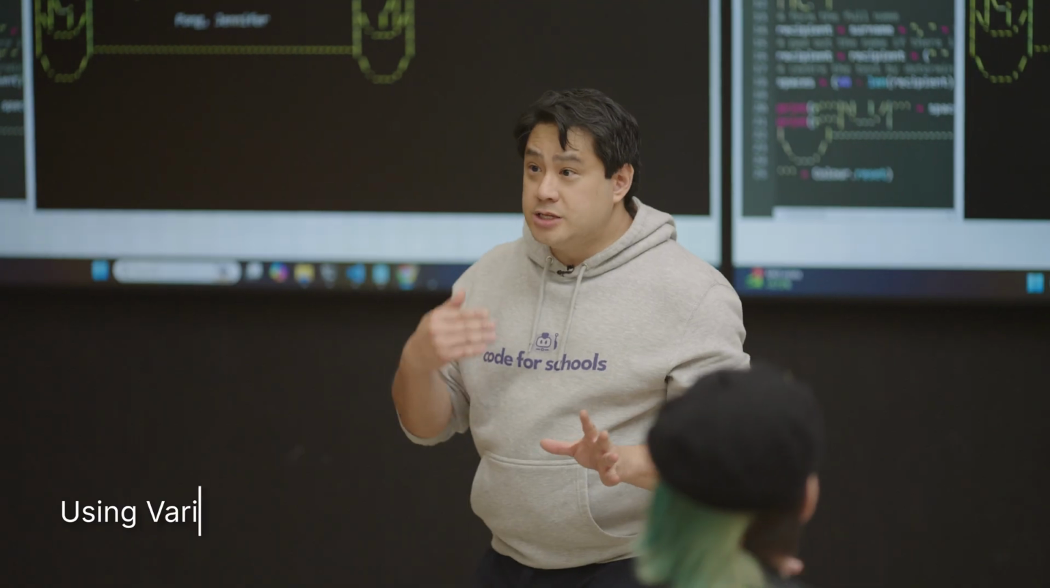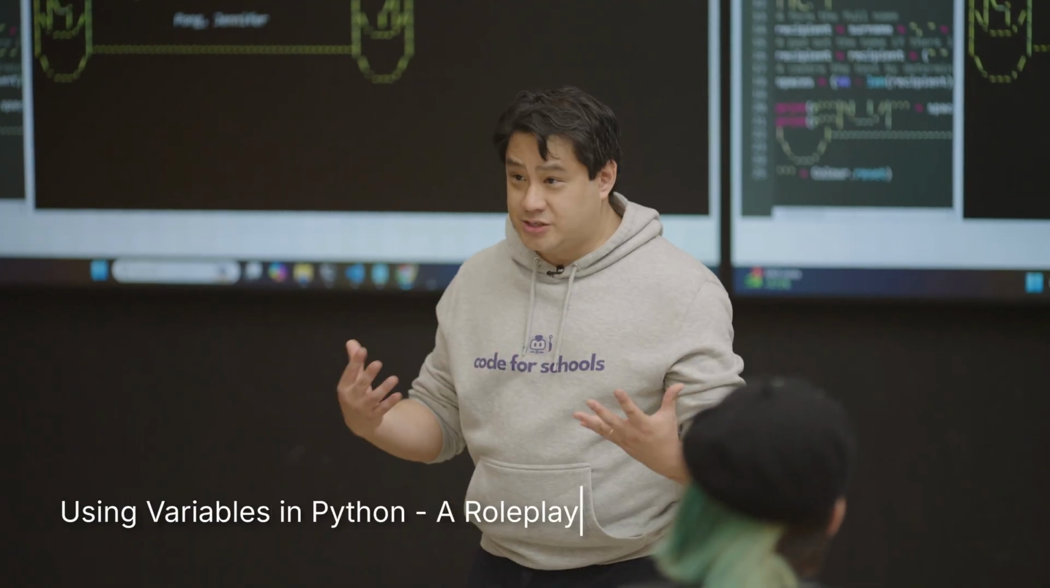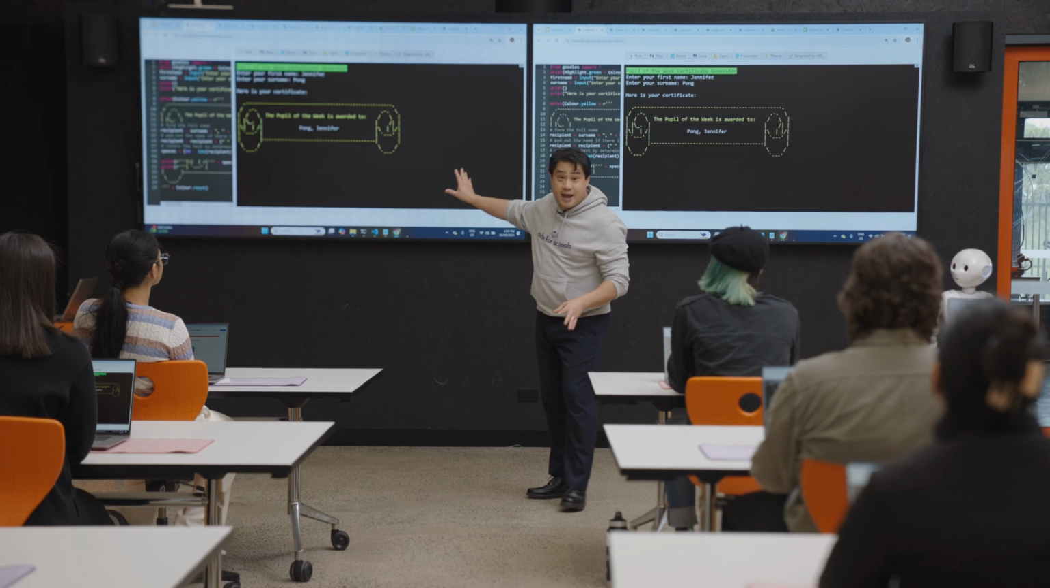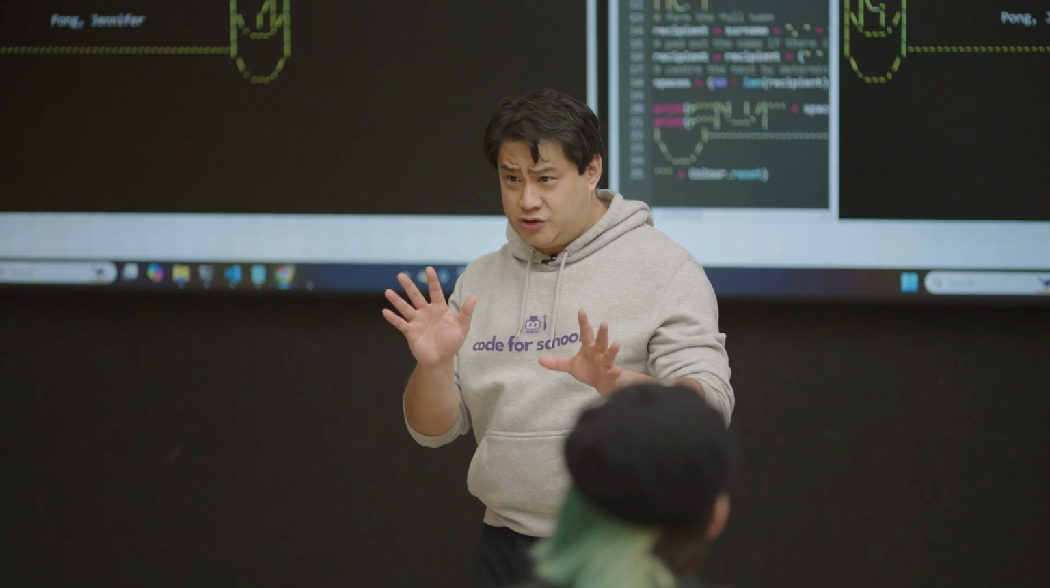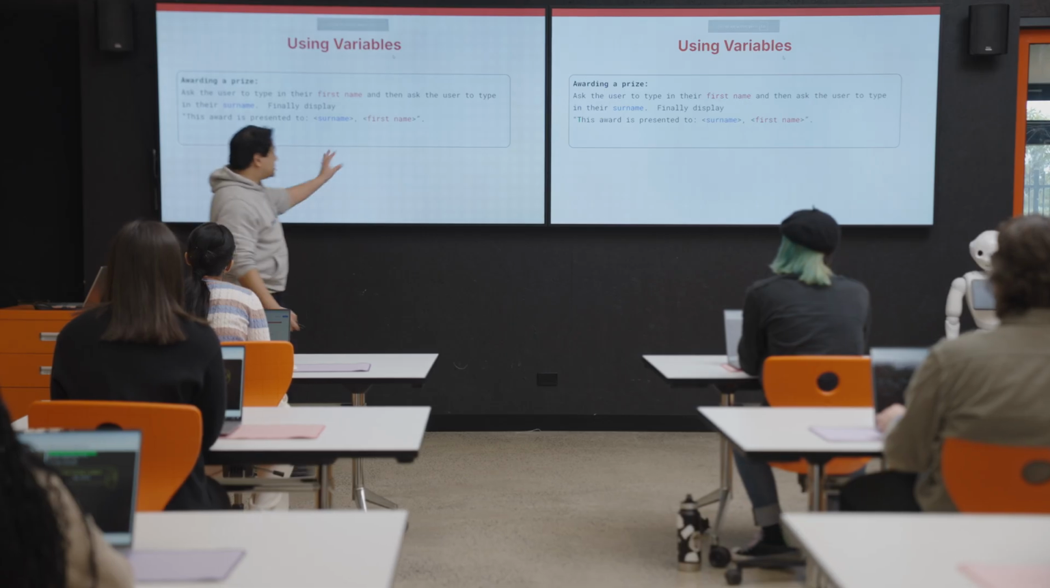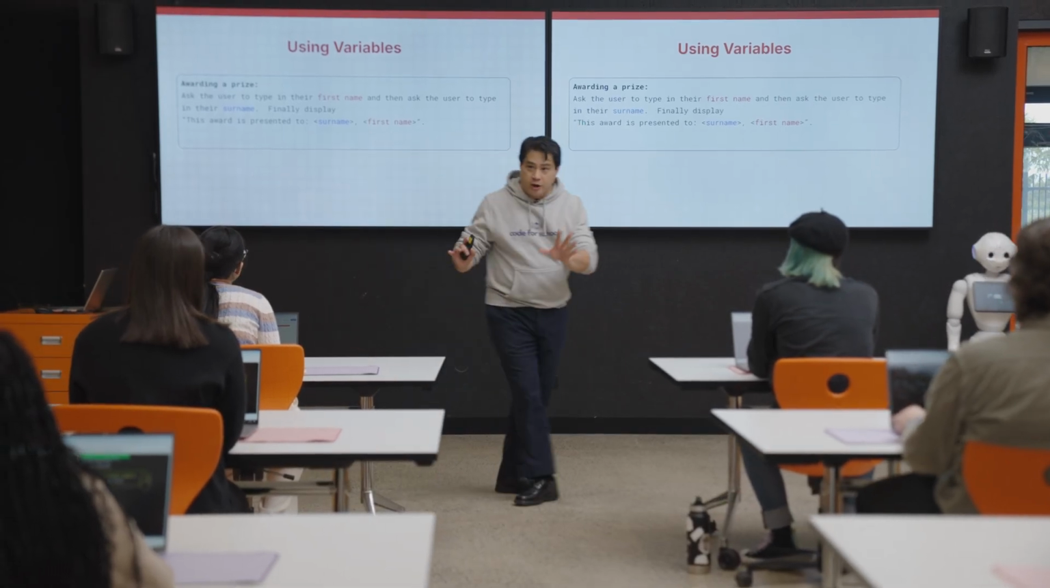What we're going to do now is a bit of a role play where we'll use ourselves, our bodies, to represent what's happening here in this code, because the concept of variables can be a bit tricky to understand at first glance. Okay, so the program that we saw before works like this.